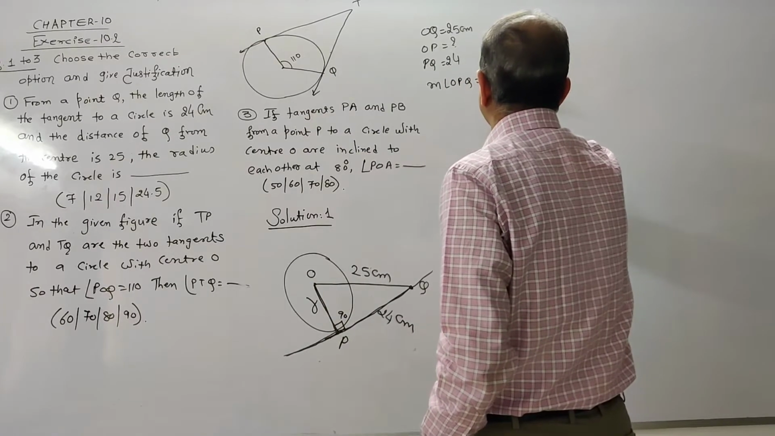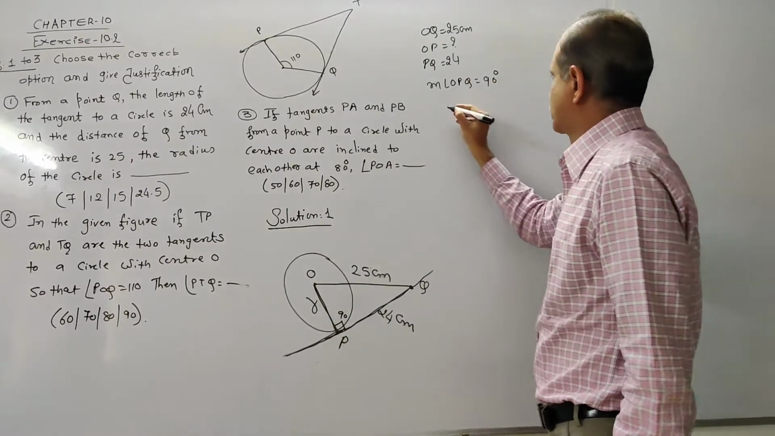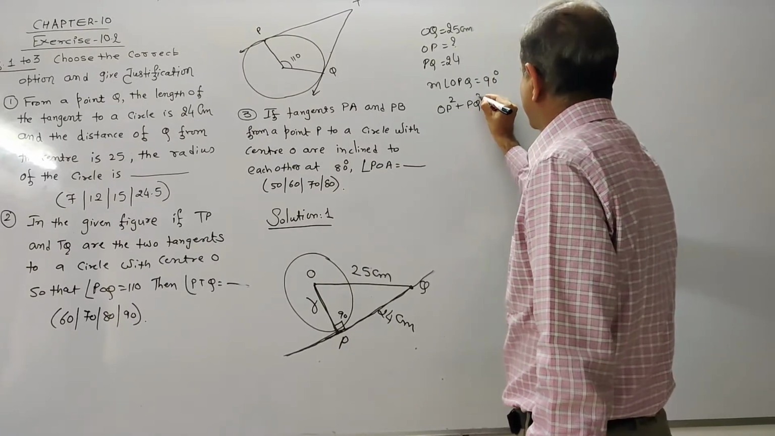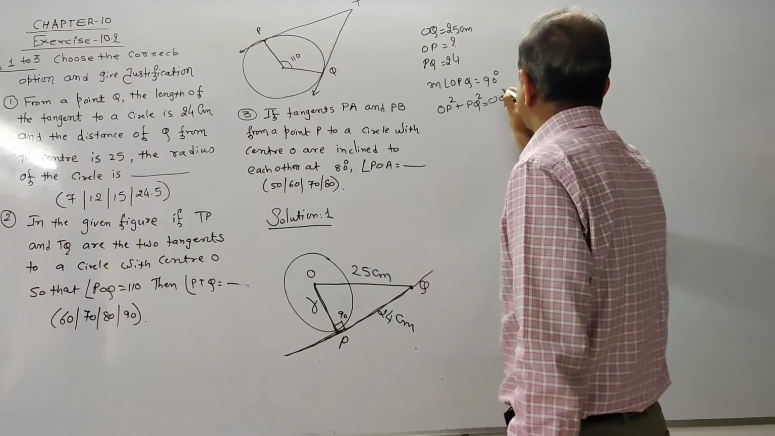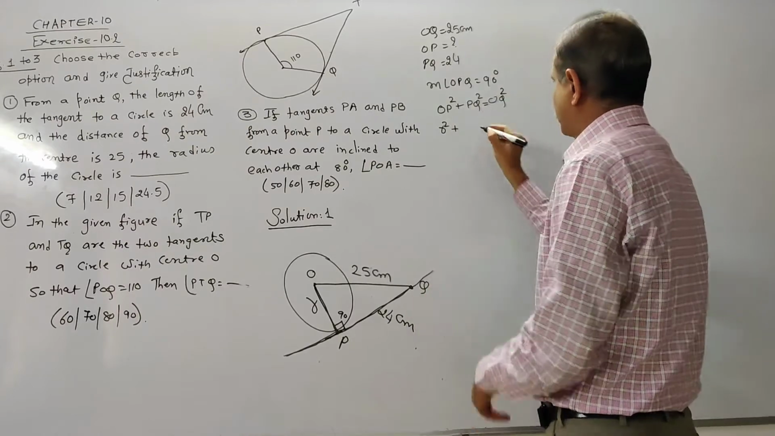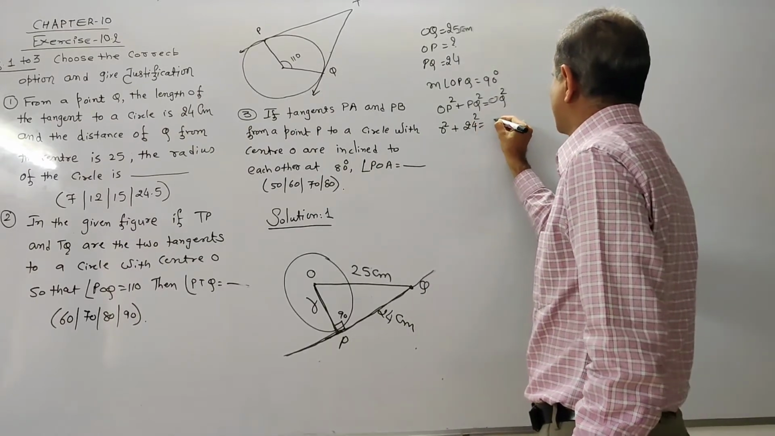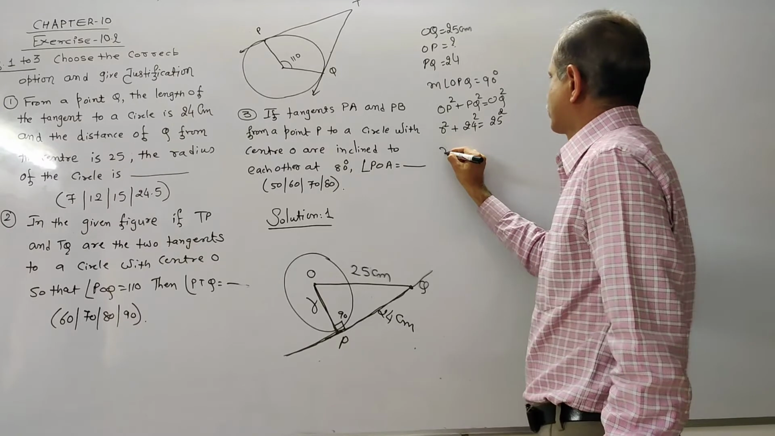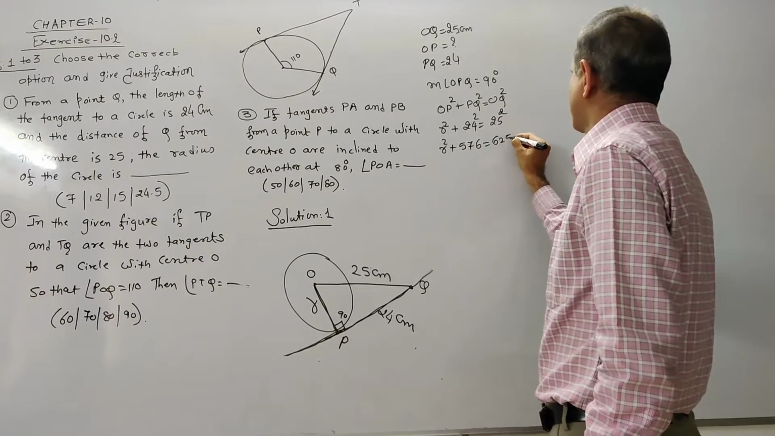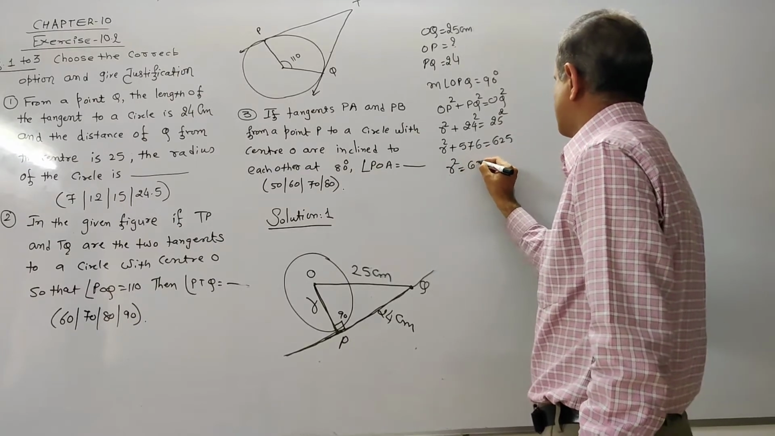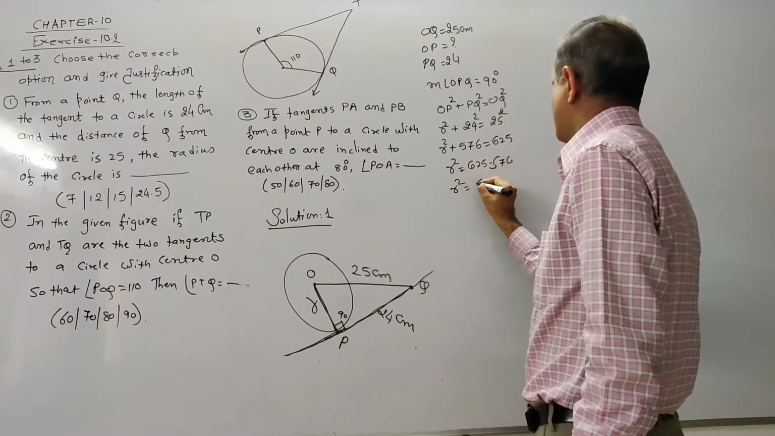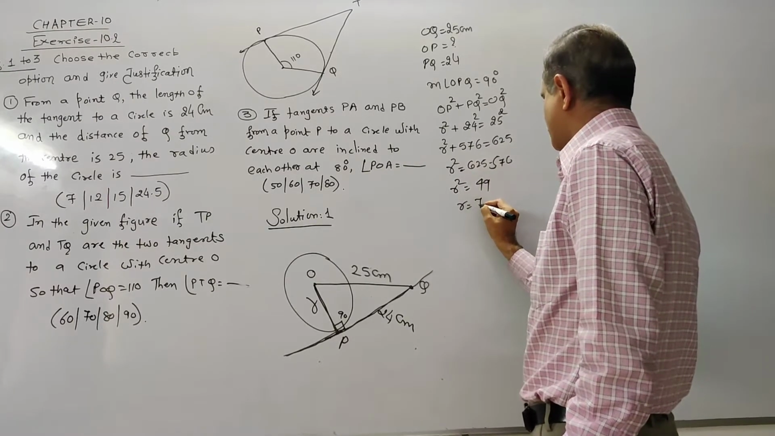Now measure of angle OPQ is equal to 90 degree, and according to Pythagoras principle we can say OP square plus PQ square is equal to OQ square. So R square plus 24 square is equal to 25 square. R square plus 576 is equal to 625. So R square is equal to 625 minus 576. So R square is equal to 49. Therefore R is equal to 7.